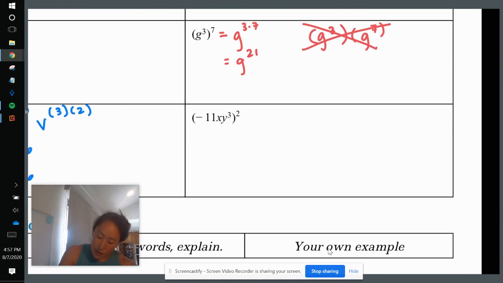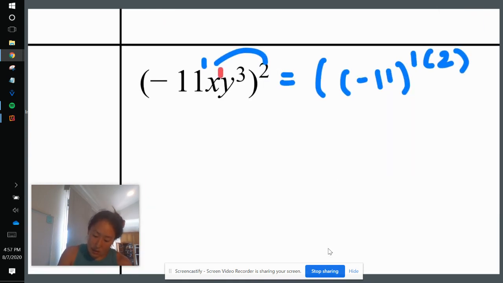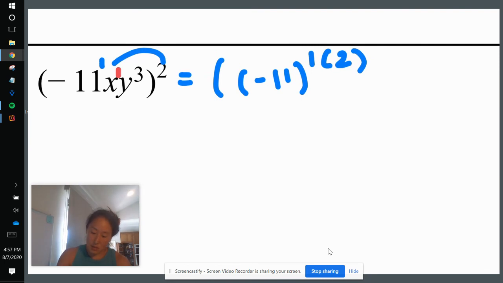All right, so negative 11, the exponent is a 1. So I'm going to write negative 11 times 1 times 2 for the outside, and then the exponent on the x is also a 1. So I'm going to do x to the 1 times 2, and then the y has an exponent of 3. So y to the third times 2. There are 3 different bases available.